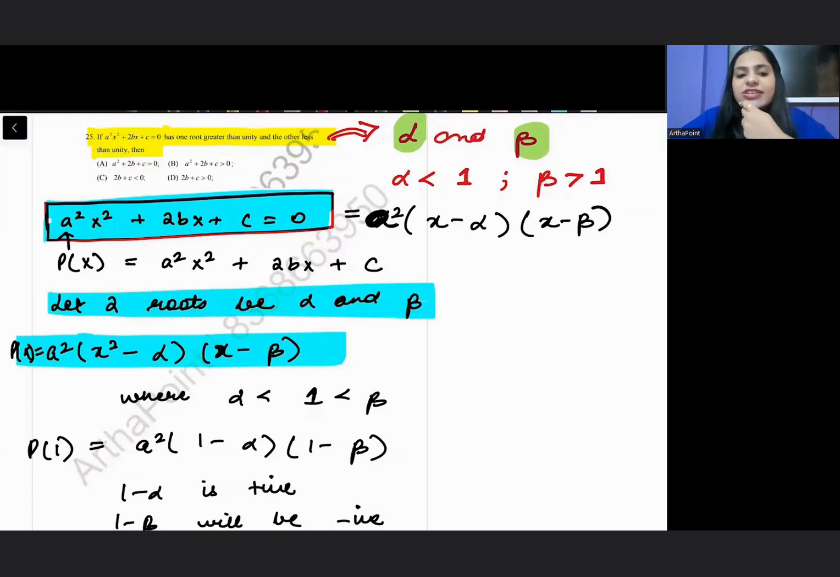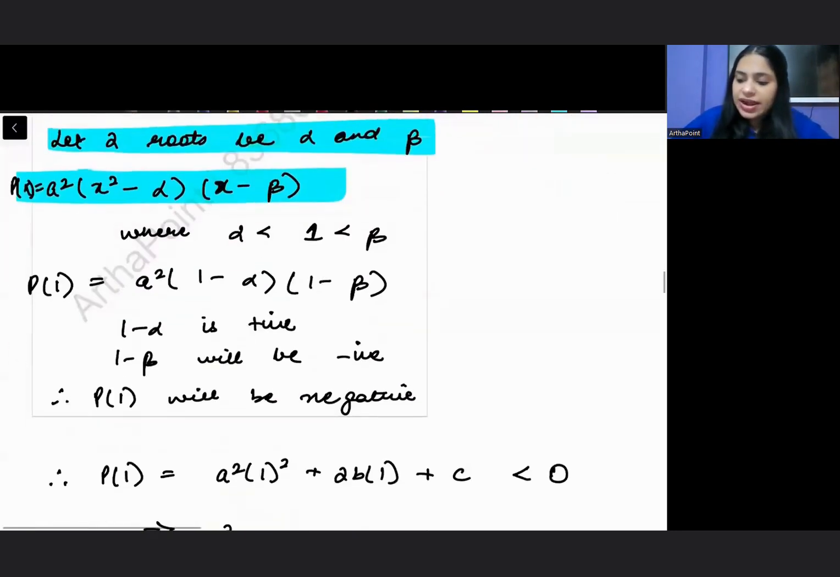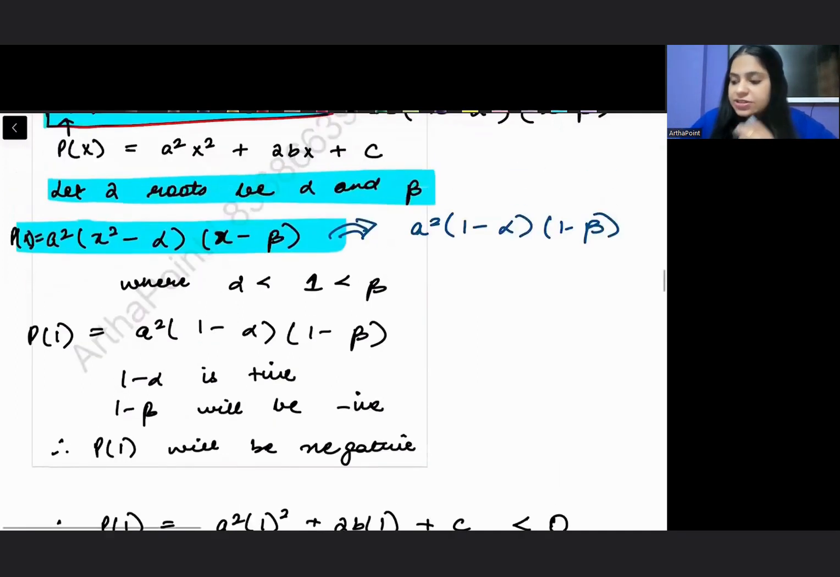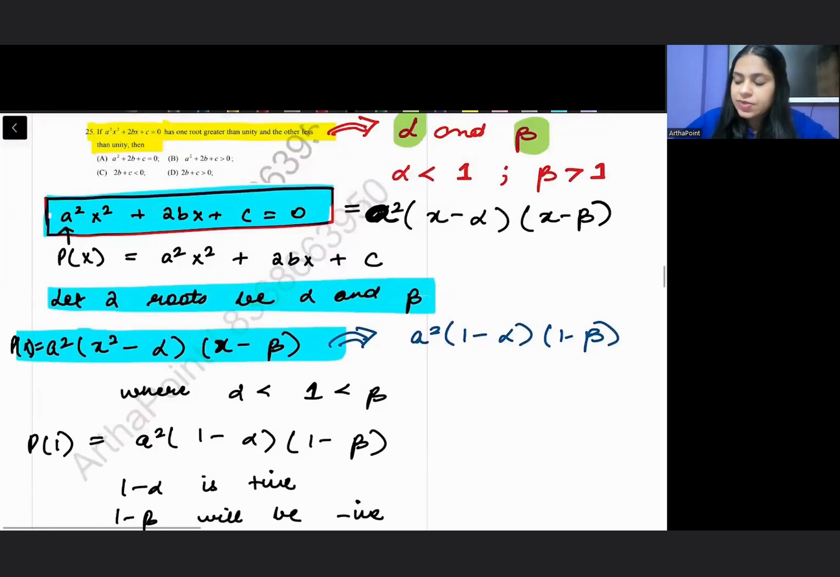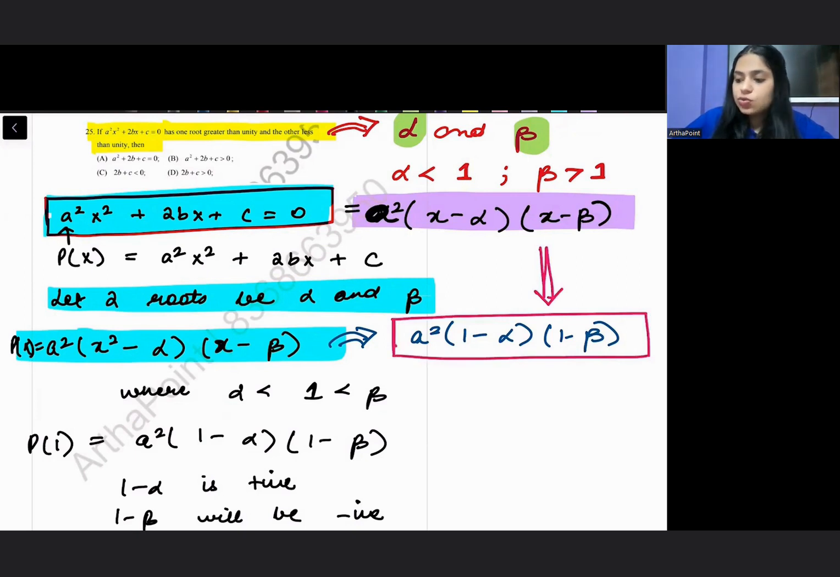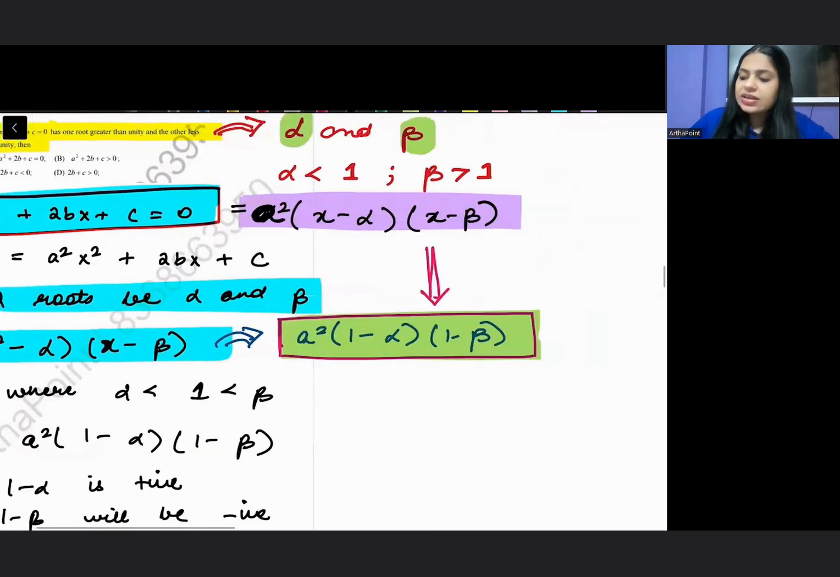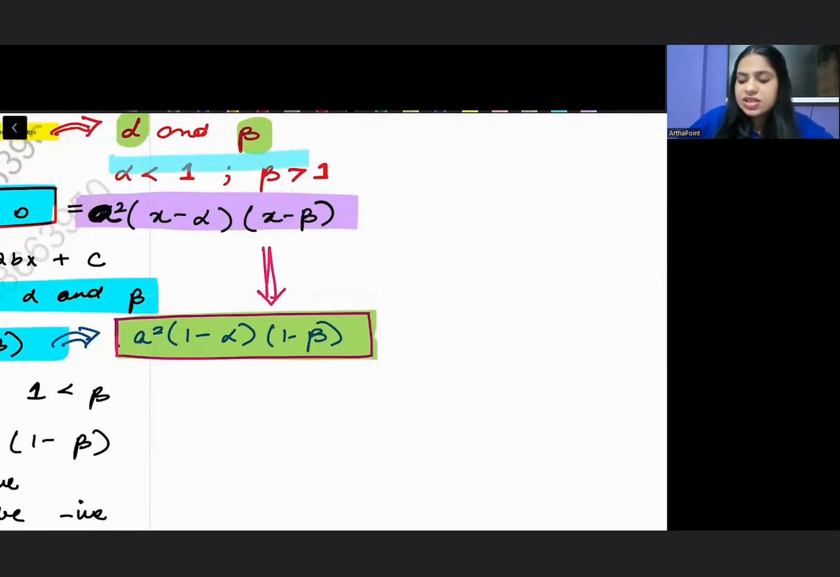If I evaluate this polynomial at x equal to 1, what will I get? I will get a squared, (1 minus alpha) into (1 minus beta). I have written this polynomial like this, and now I evaluate it at x equal to 1. So I will get a squared, 1 minus alpha, into 1 minus beta. Now try to understand that clearly, we know that alpha is less than 1 and beta is greater than 1.